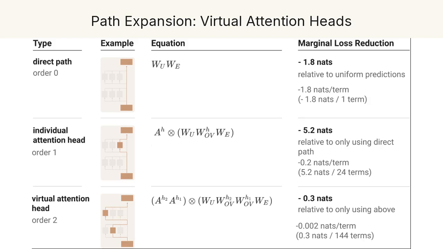The authors even measure how much each order reduces the loss. The direct path and individual heads do most of the work, while the composed, order 2 terms are small on average, but they're precisely the terms that implement induction. Rare, but disproportionately important. Expanding the paths makes the whole computation legible.